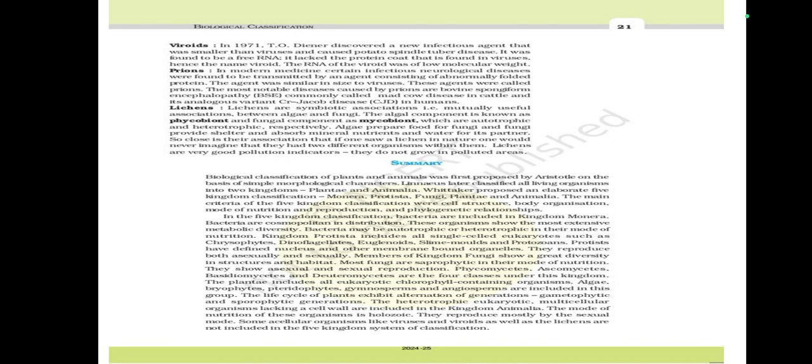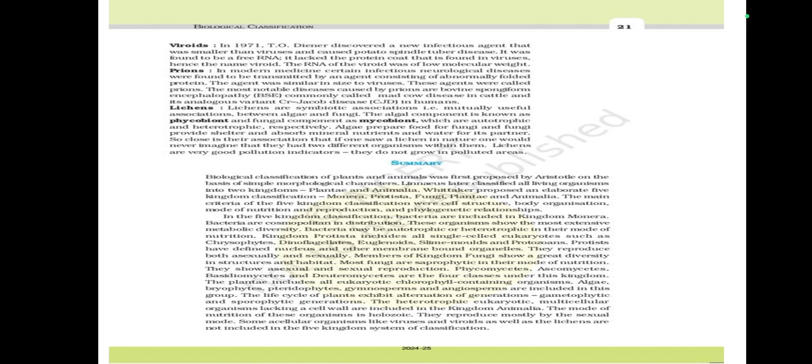Members of kingdom Fungi show great diversity in structures and habitats. Most fungi are saprophytic in their mode of nutrition. They show asexual and sexual reproduction. Phycomycetes, ascomycetes, basidiomycetes, and deuteromycetes are the four classes under this kingdom.